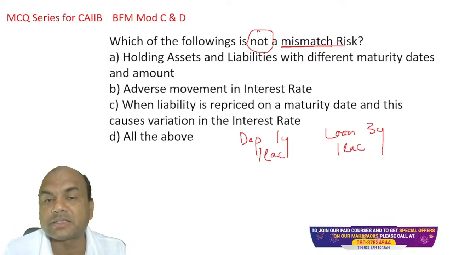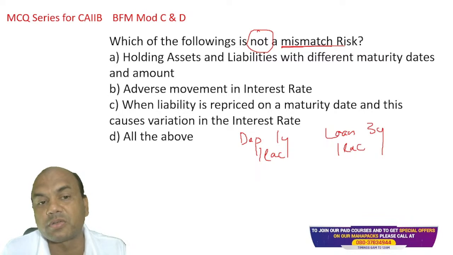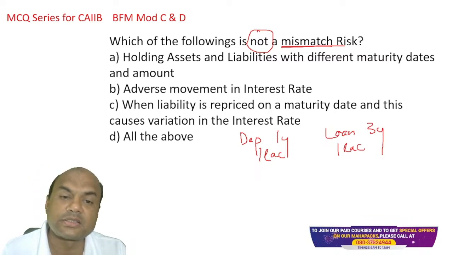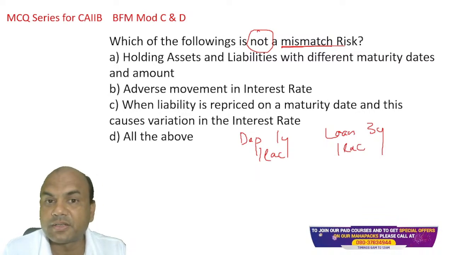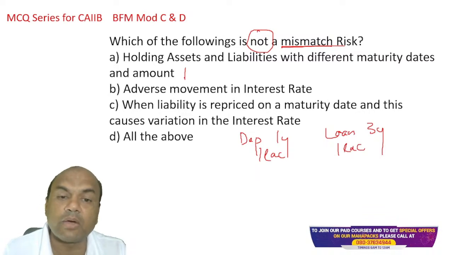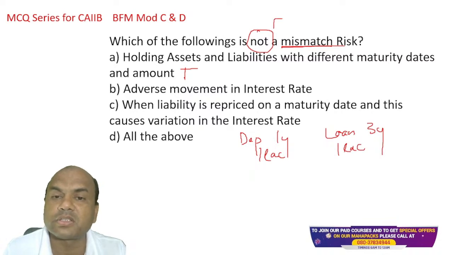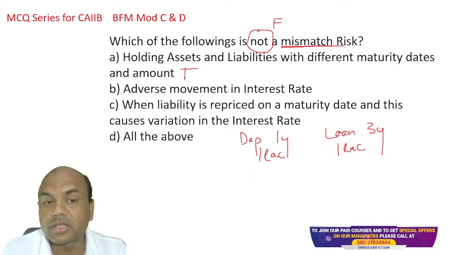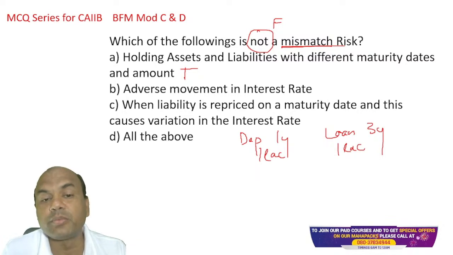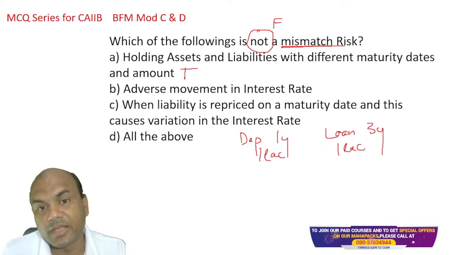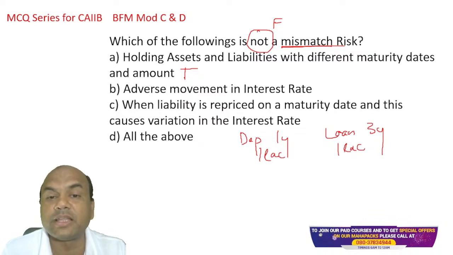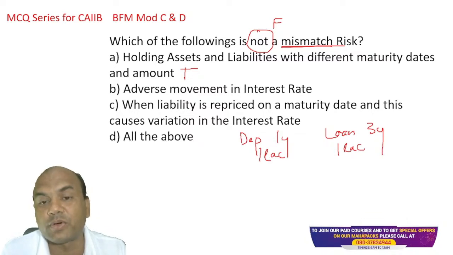Is this a mismatch? Okay, just type in the comment section yes or no. Holding assets and liabilities with different maturity dates. Is it a mismatch? Yes. So it is true. I want false here, not. So this is true. Now what about the second one? Adverse movement in the interest rate. Due to the loans and the deposits, if the interest rate moves in the adverse direction, then definitely it's a risk for me.